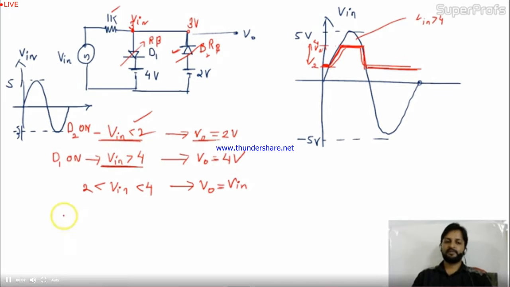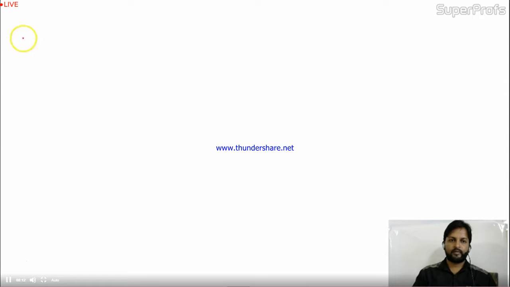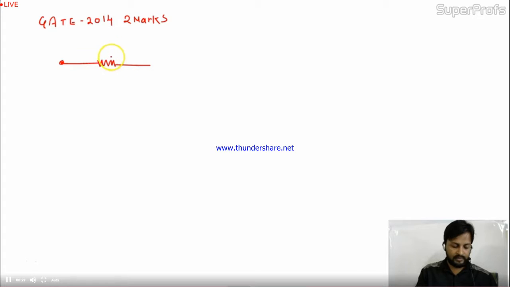Now we'll see some problems based on diode applications and we'll switch to the clamper, right? This is the GATE problem 2014, 2 marks. Okay. And the problem is, here is the circuit given. Resistance of 1 kilo ohm connected over here. Here I'm taking output V0. This is 1K.